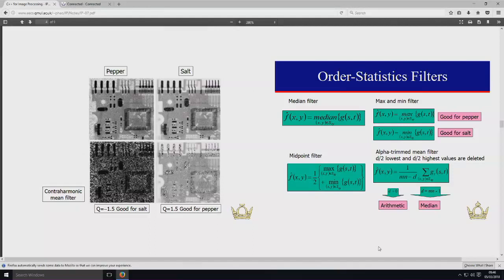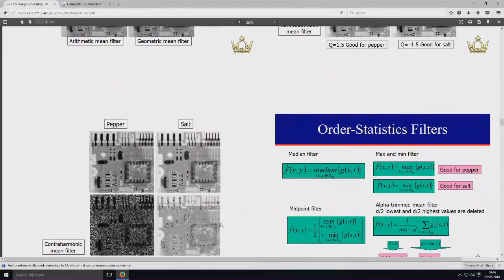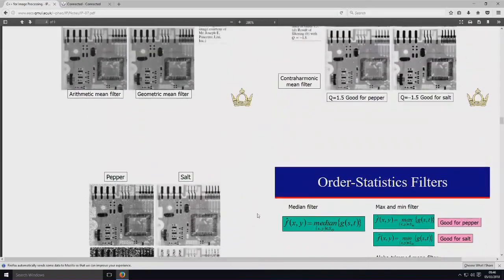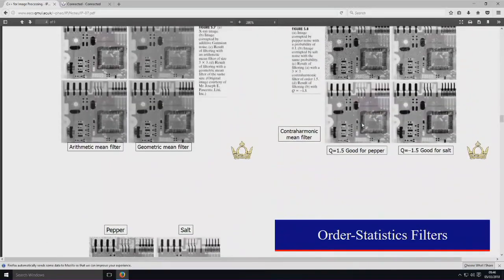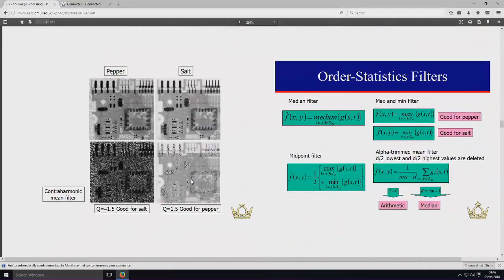And also for the contra harmonic filter, if we use different parameters for Q, you may have some disaster here. It's not effective anymore, and it makes the image worse. This is good for pepper noise, but if we use that for salt noise, you can't remove any salt noise. Okay, this is the same. Good, 1.5 is good for salt noise. For pepper noise, if we have pepper noise, it's good. But if we have salt noise, it's not good.